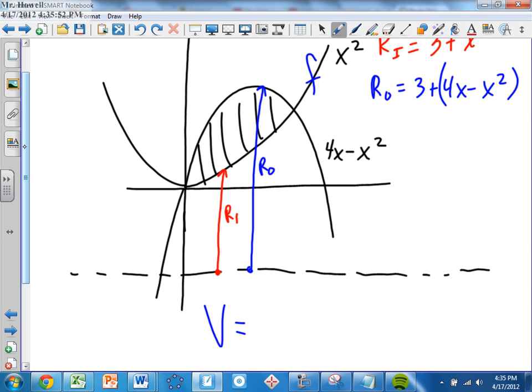Pi. What always goes in the front, everybody? Pi. All right, so we start with a pi. And I integrate for my limits. Where am I going, from where to where again? The x coordinates, right? Because I'm revolving this way, around something that looks like the x-axis.